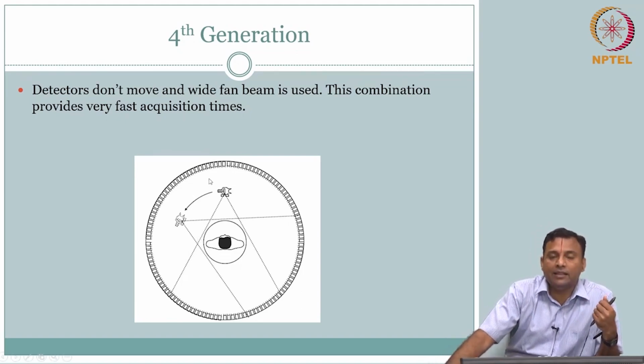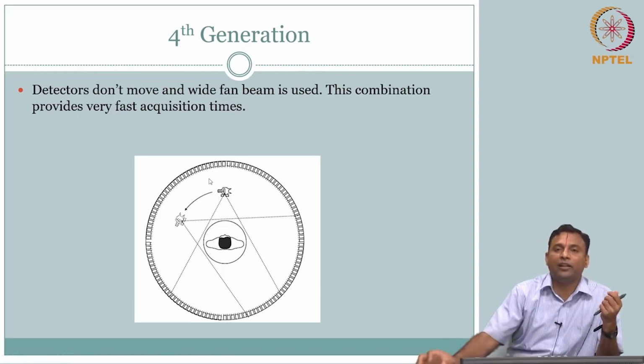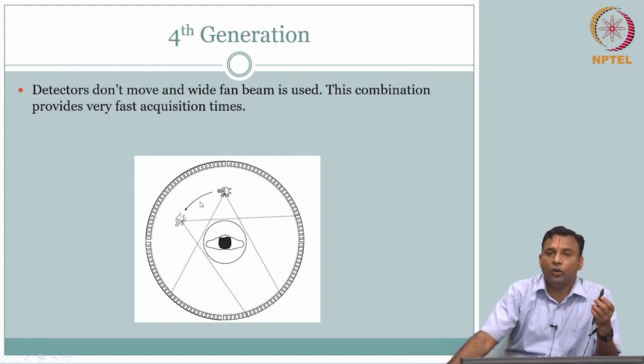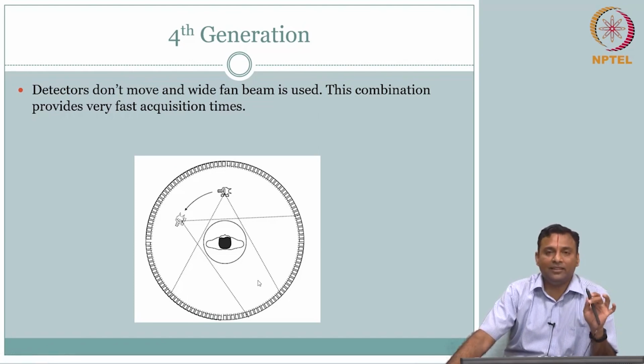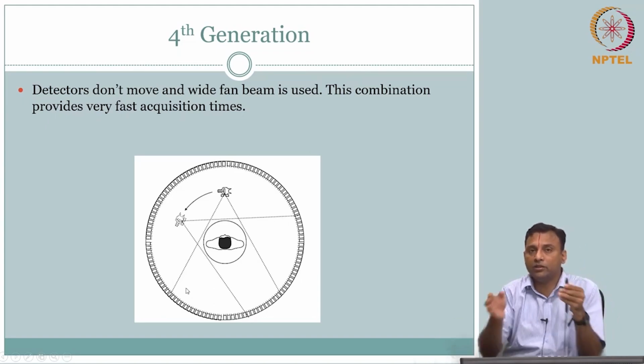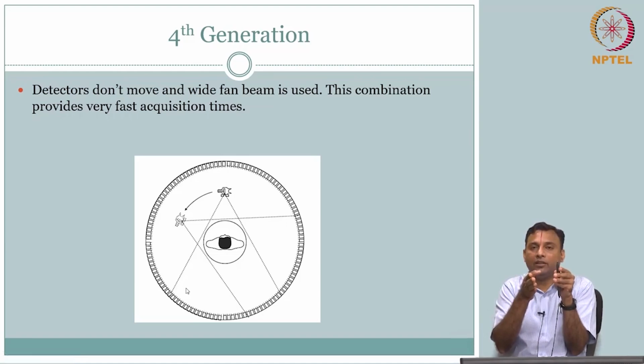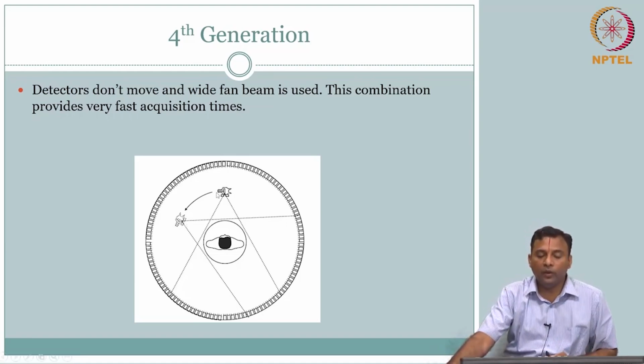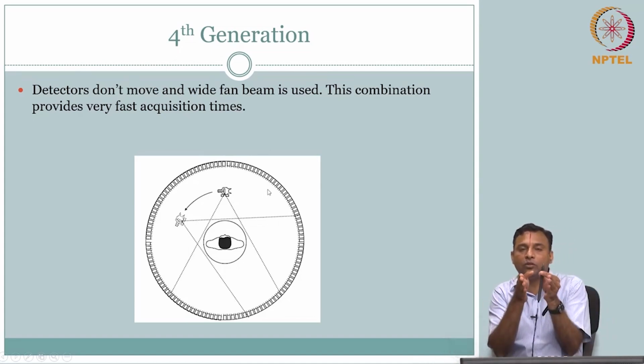But like how we did for the other generations, what is it that we are going to pay up for? Of course, the cost is going to go up. Do not worry about the cost per se, but technically what is happening? Technically you have gained in time. Is there anything else you are losing? Yes, two things. You had worried about scattering in the second generation and third generation because you had to have collimation. Here you notice, because the source is moving, you can have any angle. You cannot really have a detector with a fixed angle.